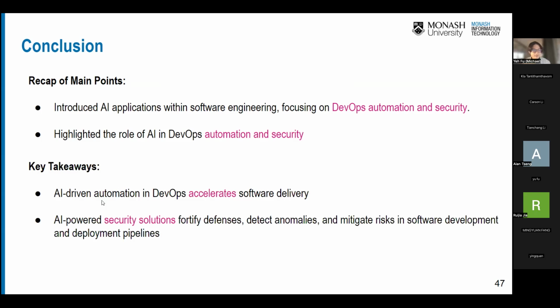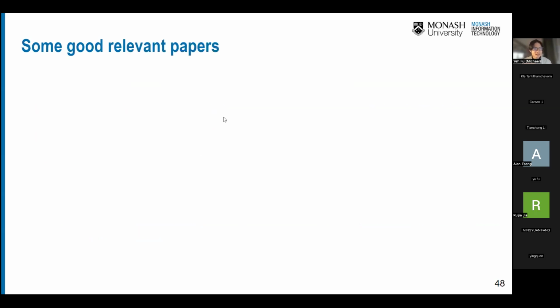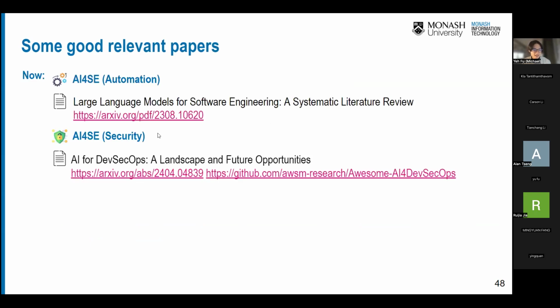So the key takeaway is that AI-driven automation in development and operations can actually accelerate the software delivery and also enhance the security perspective during the development. So we can figure out more and more security issues during development instead of doing the debugging after deployment, which would be even more of a headache for the security engineering team. So here are some good relevant papers for you to check.